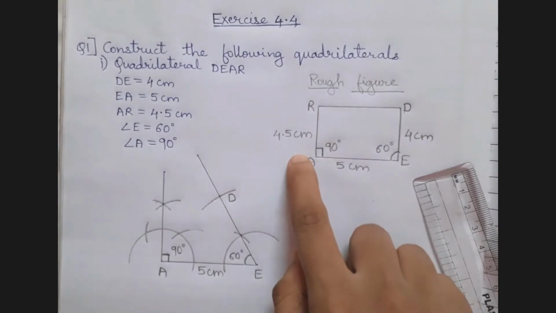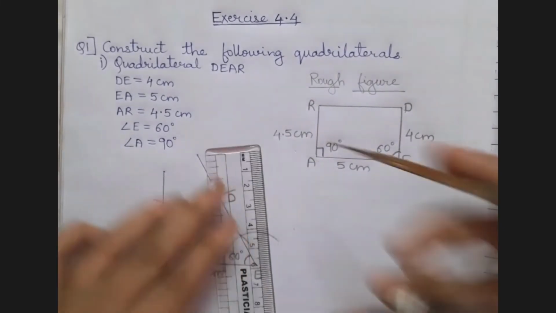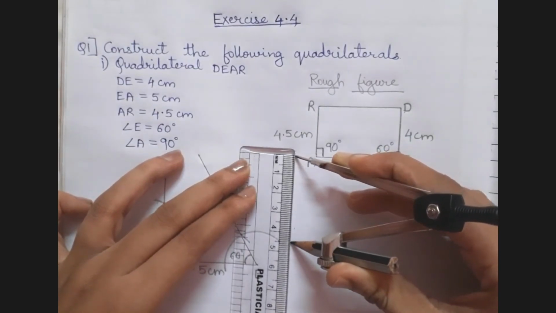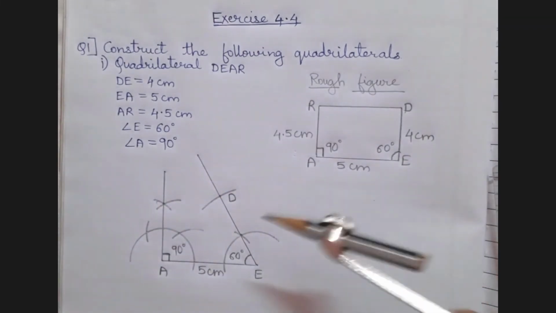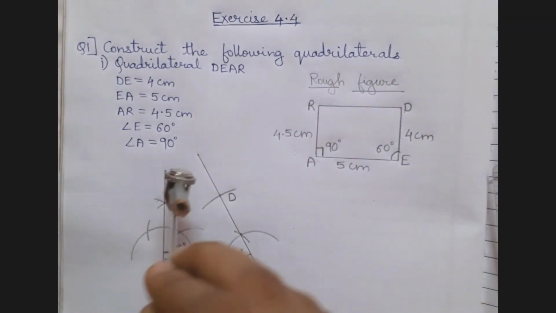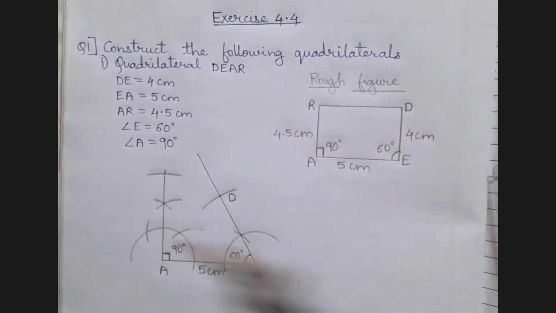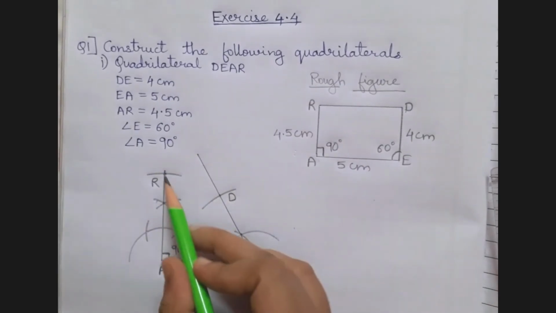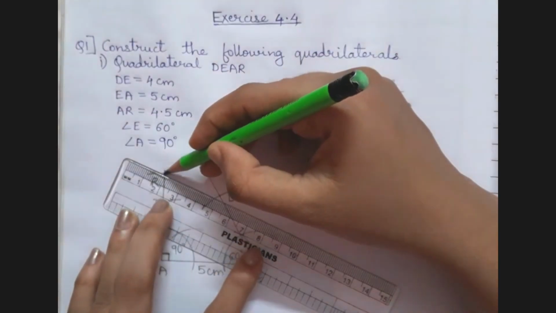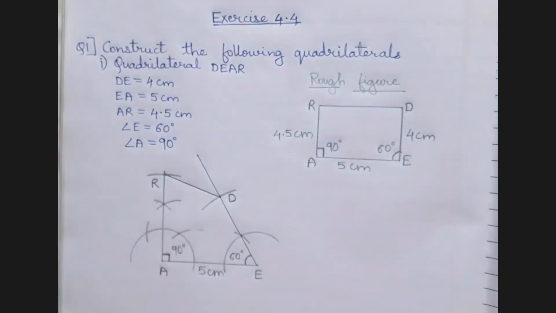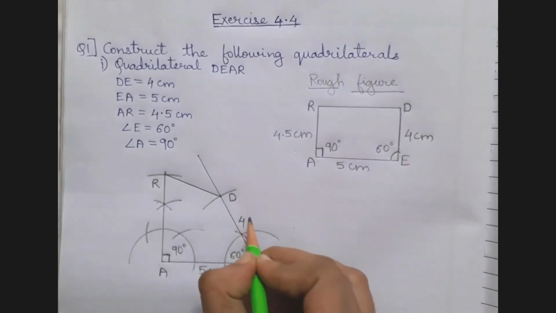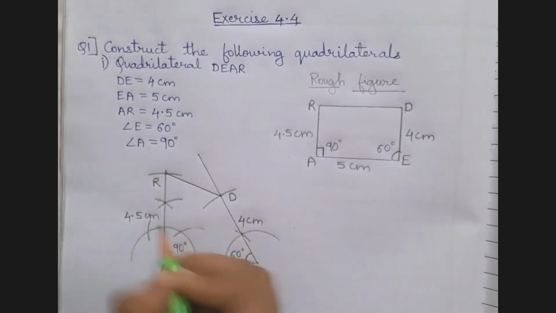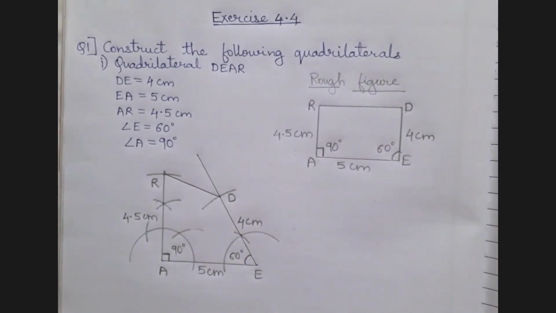Now AR is 4.5 centimeter. So take the measurement 4.5 centimeter on our compass. So this is 4.5 centimeter and AR is 4.5. So our compass pointer will be on A and we will draw an arc. So this point is our point R. So we got point R and point D. Now we will just join both these points. This ED is 4 centimeter and AR is 4.5 centimeter. So this is the required quadrilateral DEAR.